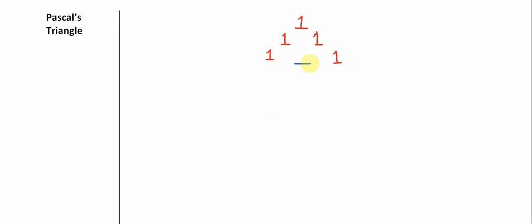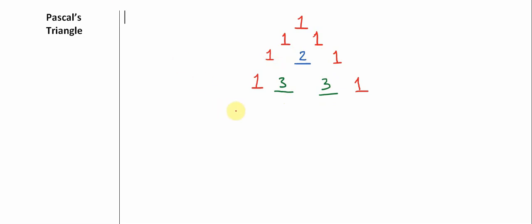So this number here comes from adding these two. In this case, this is a 2 because 1 plus 1 is 2. The next level of our triangle goes as follows. The far left and the far right, we have a 1. Here, this spot comes from adding the two numbers above. In this case, we get a 3, so 1 plus 2 is 3. Same with this slot here. We add these two numbers, and that gives us a 3.